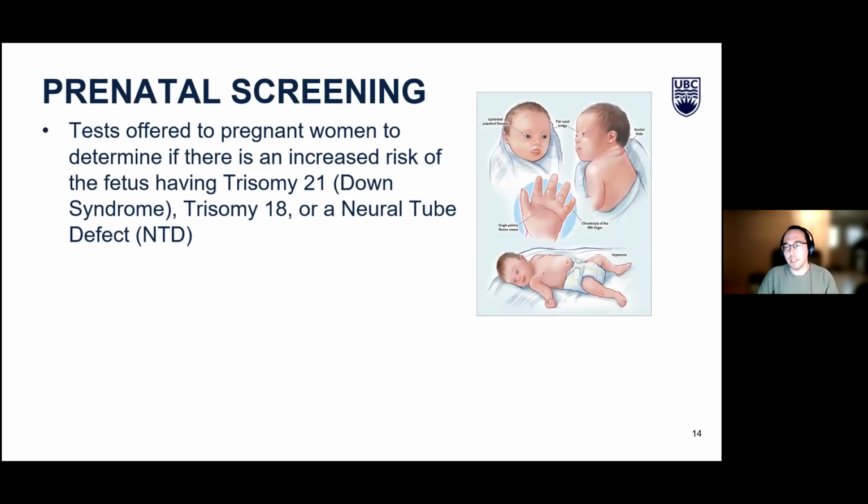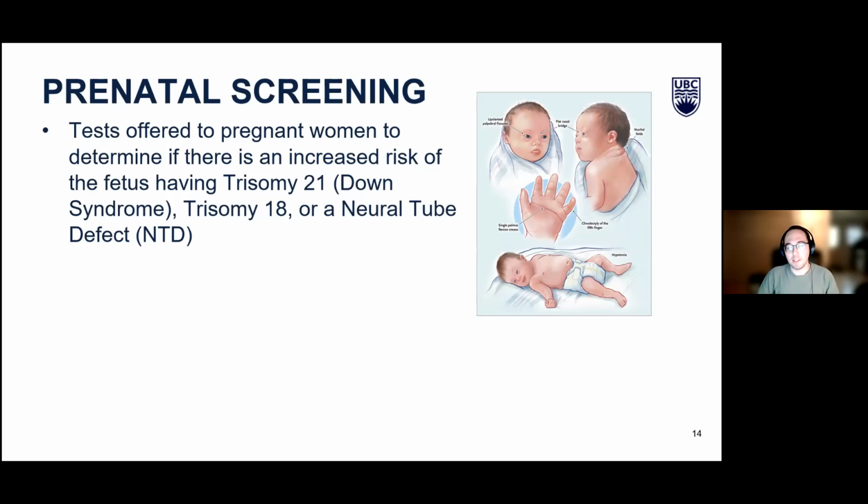So I have a diagram here. This is just showing some of the typical characteristics of a newborn with Down syndrome. Trisomy 18, I don't have a picture to show you for that. Trisomy 18 is something that typically will result in either a miscarriage or a stillbirth. And if a baby is born with trisomy 18, they typically do not live for very long, usually less than 1 year, but more typically only days or weeks.